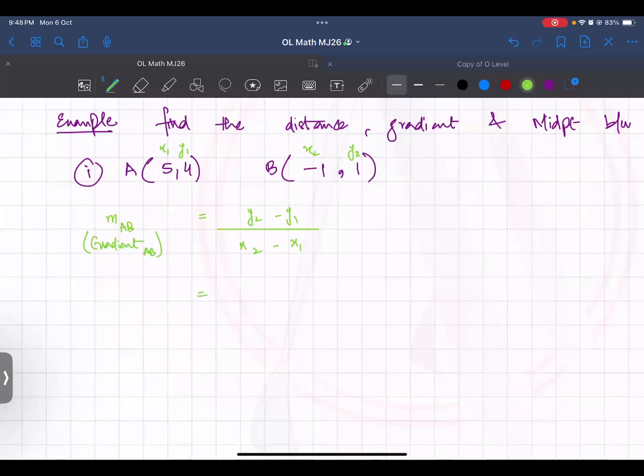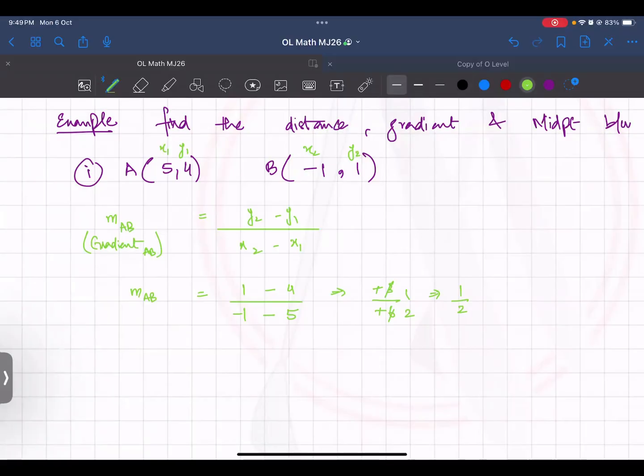And so now you will just input the values in the places. So 1 minus 4. Look at the things that we have. And then x2 is -1 minus 5. So you will get -3 upon -6. The gradient is, you got it wrong, Hassan. Half. The gradient is half.